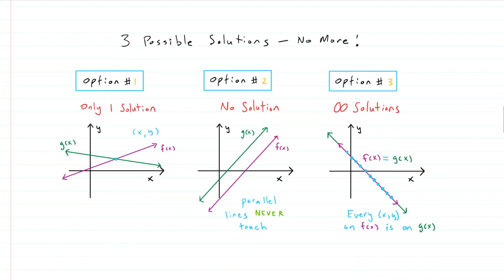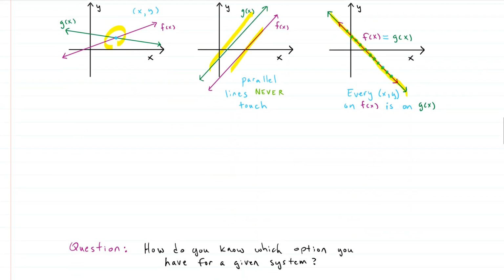There are three possible solution options when you're doing these problems. One solution, no solutions, or infinite solutions. So if you're in the one solution category, that means your two lines cross once, and that's it. Or they don't cross at all because the lines are parallel, or they cross everywhere, they touch everywhere because the two lines are actually the same line. They're right on top of each other. So those are the three options you have for solutions.